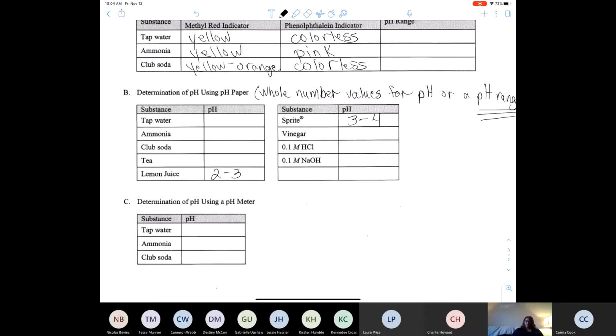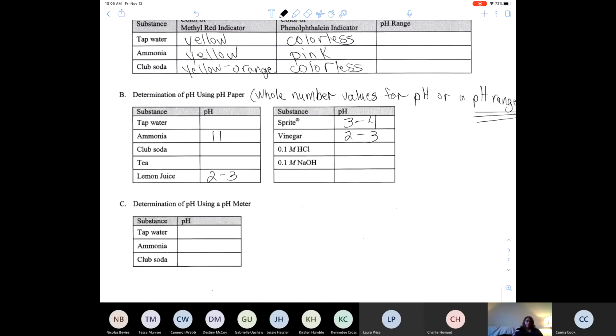And the vinegar, same as the lemon juice, between 2 and 3. So it's perfectly okay to have a range for the pH paper determinations, or a whole number value, like the ammonia. For me, it seemed like it was right on 11. So for part B, it's okay to have just a whole number, or if you felt like it fell between two of the different colors, you can list a range.